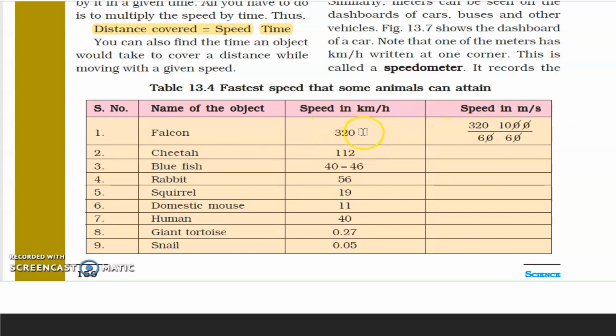320 kilometer per hour. As we know, 1 kilometer equals 1000 meter. So 320 into 1000, and 1 hour equals 60 into 60, 3600 seconds. So this is how we can convert kilometer per hour to meter per second. That means the given value into 1000 by 3600. In this way, we can convert kilometer per hour to meter per second. These are some given data which you can convert into meter per second to practice.